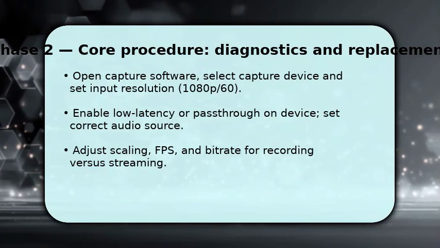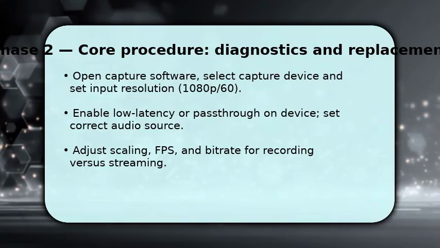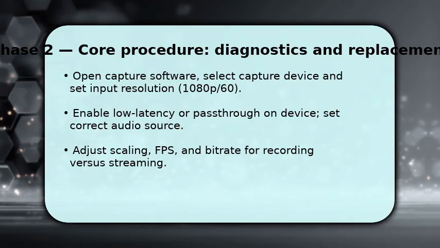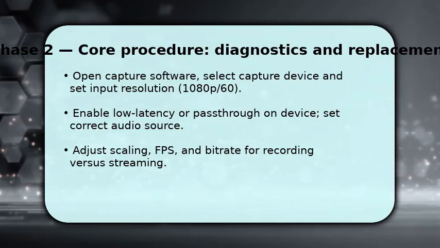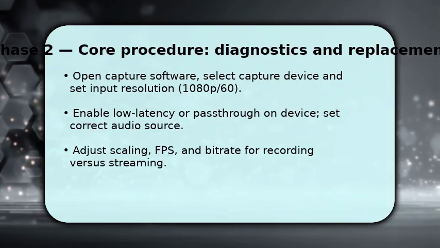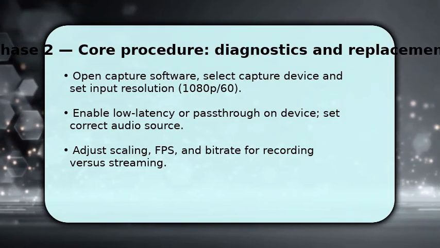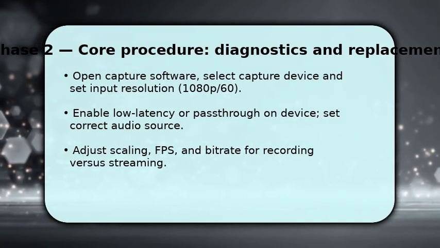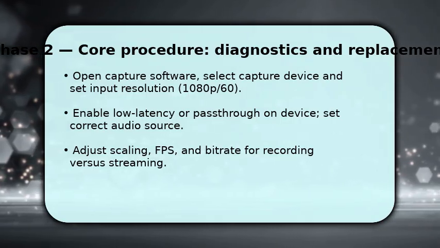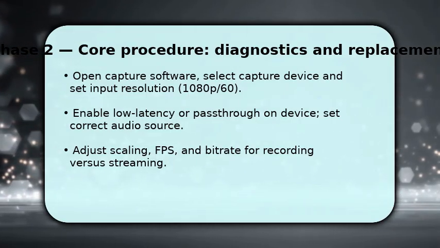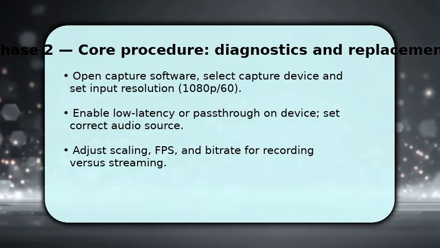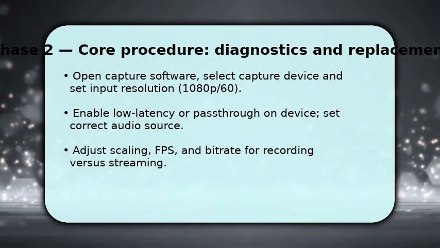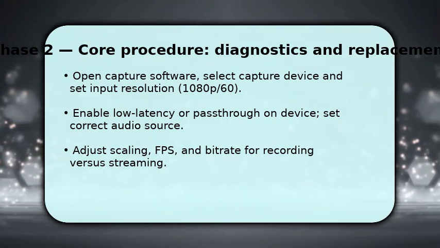Next, you configure the capture software. Select the device, set input resolution to match the console, 1080p at 60 FPS is common, and choose the capture audio source. Once selected, enable hardware accelerated encoding if available to lower CPU load. This matters for smooth gameplay. Make sure pass-through or low latency mode is enabled on your capture device if you need a live monitor. Then adjust bitrate and scaling based on whether you will record or stream. Higher bitrate for recordings, slightly lower for live streams to avoid stutter.